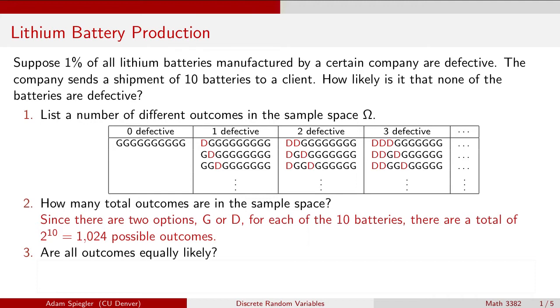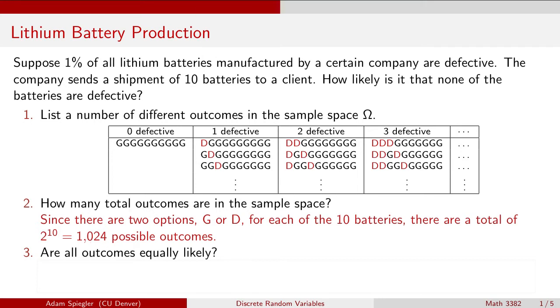And so one thing that we might want to consider if we're thinking about, well, how likely is it that we get a shipment of no defective batteries? So we get 10 Gs. What you don't want to do is a simple counting argument that we've seen in the past. So for example, I wouldn't want to say, well, there's 1,024 possible outcomes. Only one of them results in 0 defective batteries. So there's a 1 out of 1,024 chance.